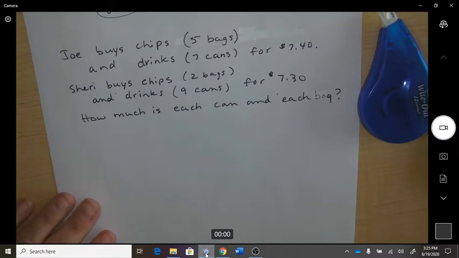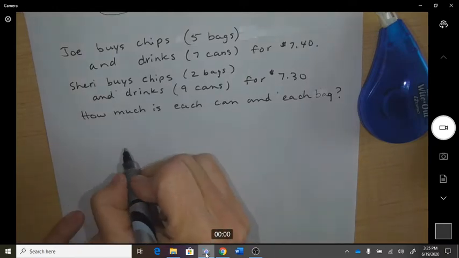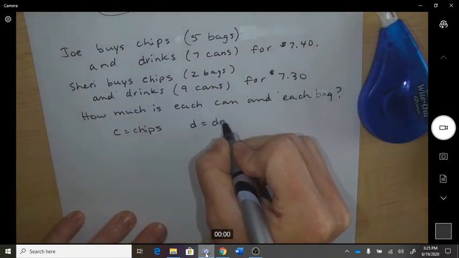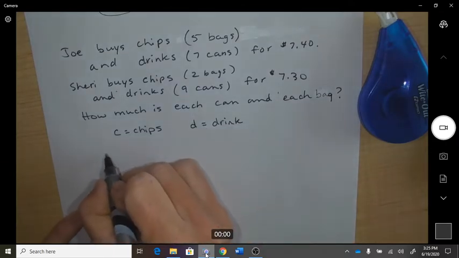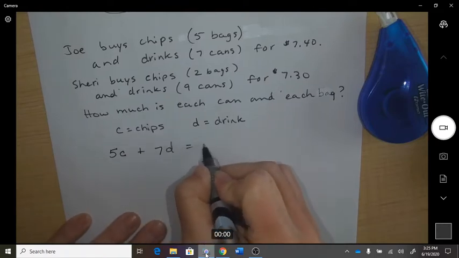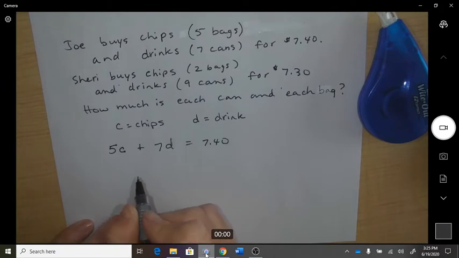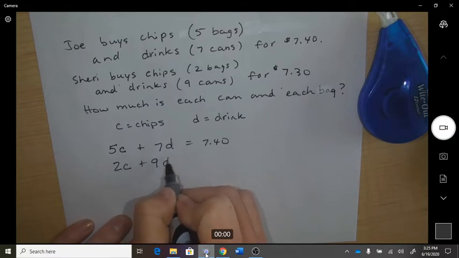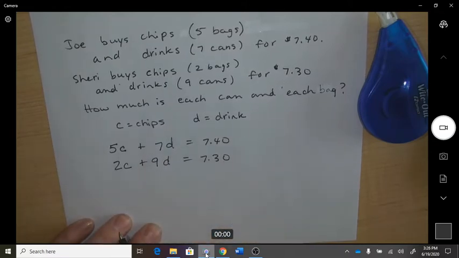Joe buys chips, 5 bags, and drinks, 7 cans, for $7.40. Sherry buys 2 bags of chips and 9 cans of drinks for $7.30. How much does each cost? Okay, so we'll call this C for chips and D for drink. So Joe is 5 bags of chips and 7 drinks, and it costs him $7.40. And Sherry, 2 bags of chips and 9 drinks, and that cost her $7.30.